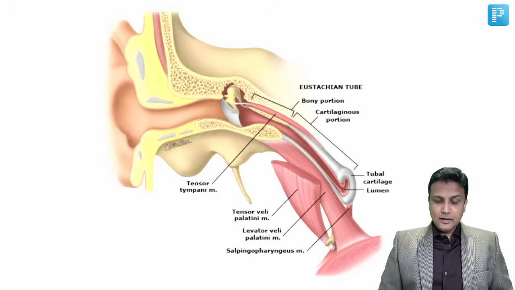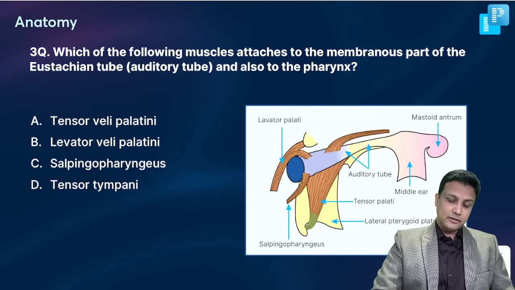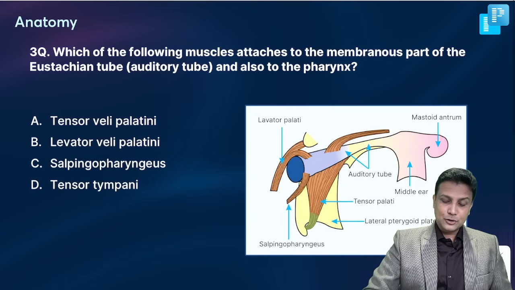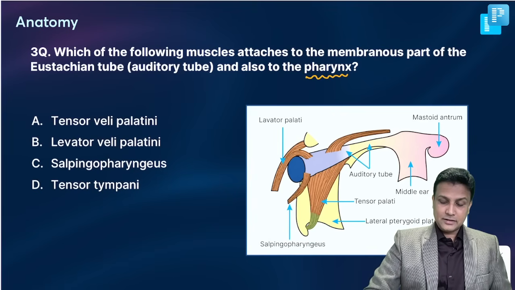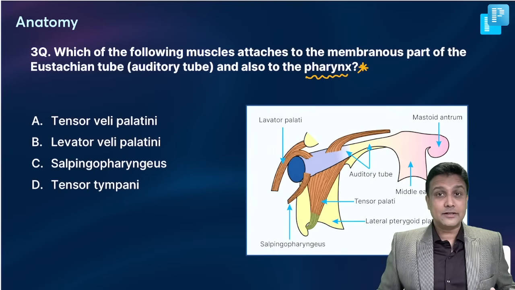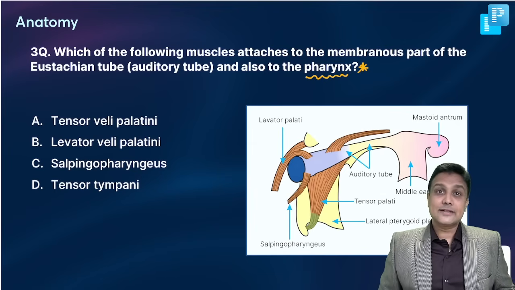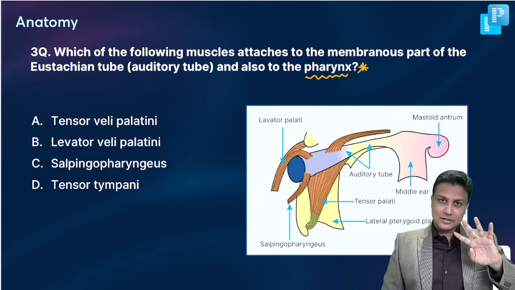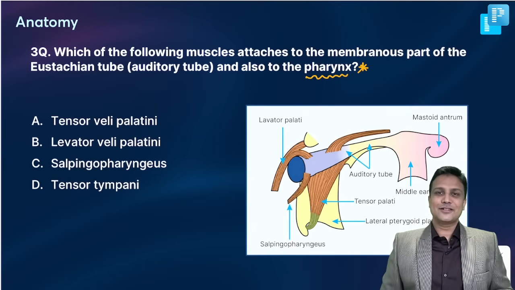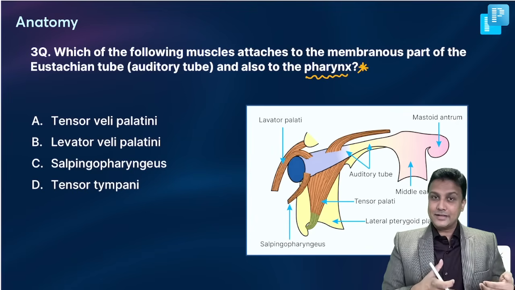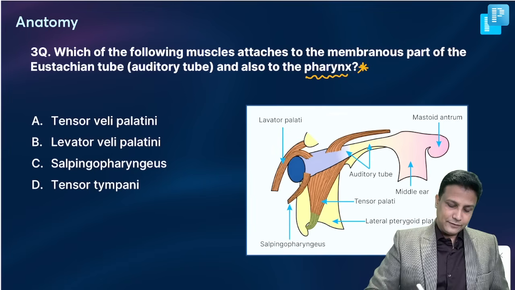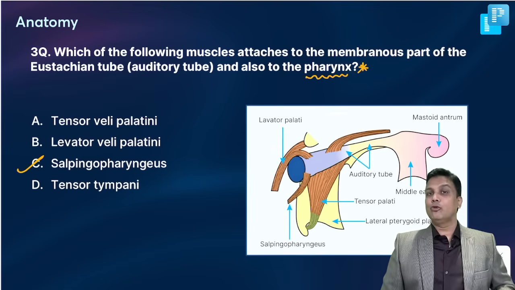Salpingopharyngeus muscle. Now, whatever feedback that I got here, it's given clearly in the question that the muscle is getting attached to Eustachian tube and also to pharynx. The moment you see this word in the question, you are done with this one. Why? Because out of the 4 muscles that I told you, tensor veli palatini, levator veli palatini, salpingopharyngeus, and tensor tympani, please remember that salpingopharyngeus is the one which will be attached to the Eustachian tube on one side, salpingo, auditory tube, and the pharyngeal wall on the other side. So when it is telling attached to the pharynx, your answer has to be the salpingopharyngeus.